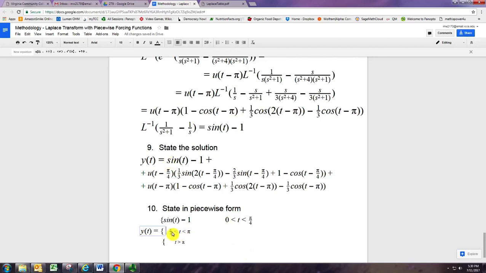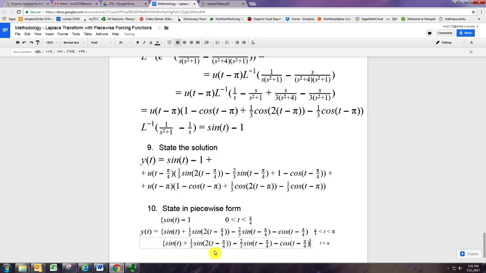Right? Because once t is between pi over 4 and pi, then you have the first two lines. Now the 1s do cancel. There's a minus 1 and a positive 1. So we can simplify that. And there might be other simplifications. And then the final step is to include everything. And this just gets to be pretty long. We could take what we had here, and I'm sure it would simplify if you use some trig identities, and then add on this extra part.